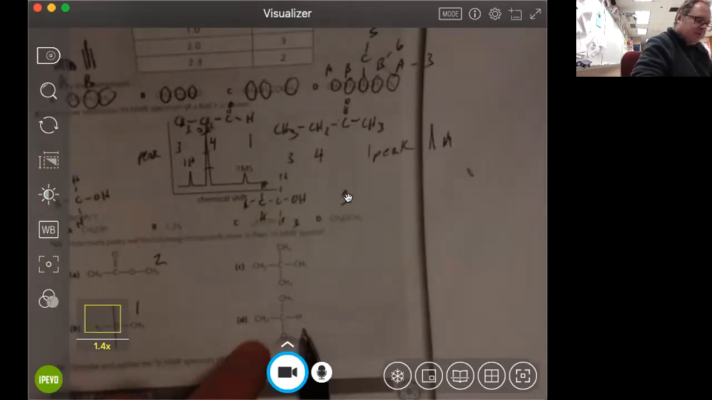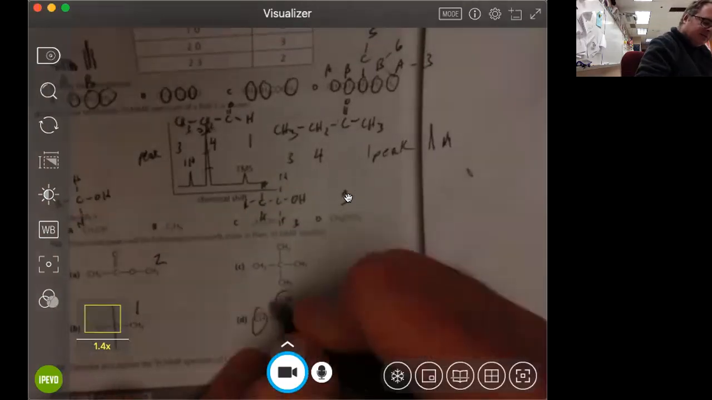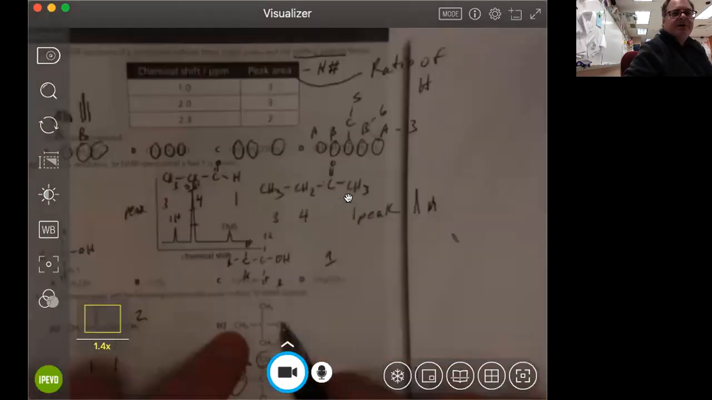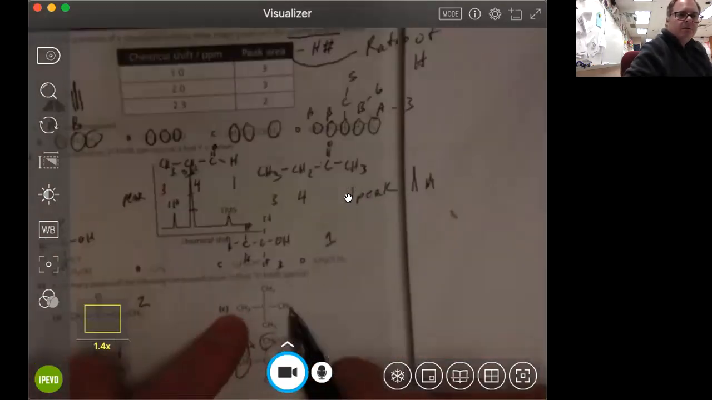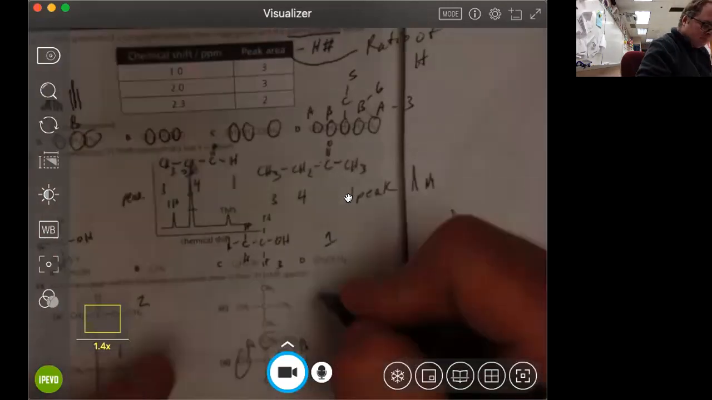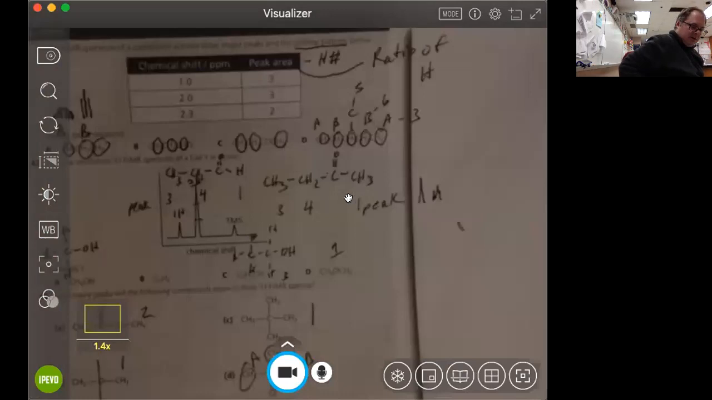2, 2. These two are the same and this one is different. 1, 2, 3, or 4? That one has 1, because they're all the same. Good.